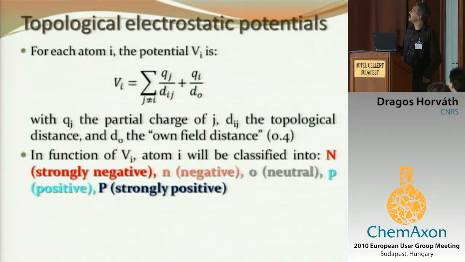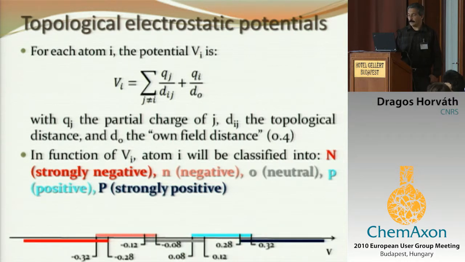So topological electrostatic potential is just the Gasteiger charge divided by the topological distance plus some self-term, where we say that the own-field distance is 0.4 topological distances, just in order to avoid division by 0. And with respect to the potential an atom i feels, we can classify it as strongly negative, negative, neutral, positive, and very positive, using this kind of overlapped fuzzy mapping.